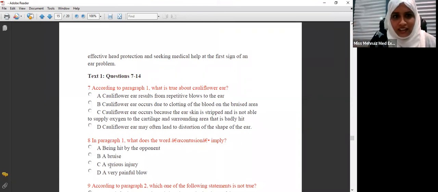And then a serious injury: it is an injury that, when untreated, becomes serious. A very painful blow. So what does the word imply? What does it say? It just says simply a bruise. So the answer will be a bruise. That will be B here. Understood? Any doubts in this?